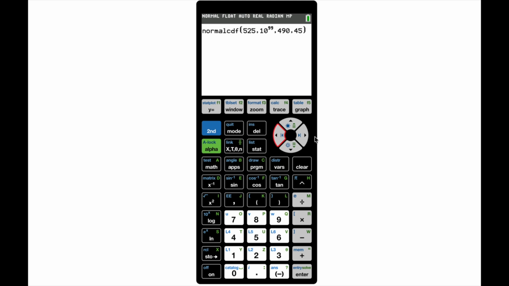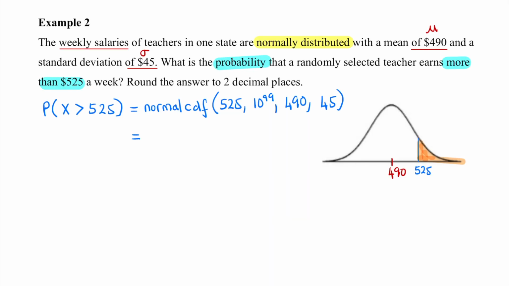Before pressing enter again, check the command on the calculator. Make sure that it matches what you have on the paper. Then press enter. This is our answer. And the question is asking for 2 decimal places, so we round it to 0.22. So there's about a 22% chance that a randomly selected teacher earns more than $525 per week.